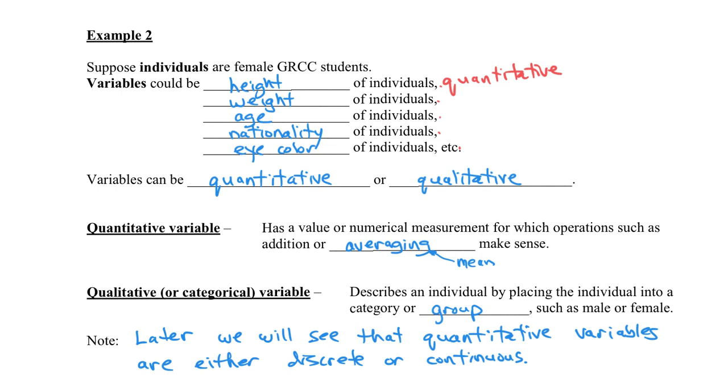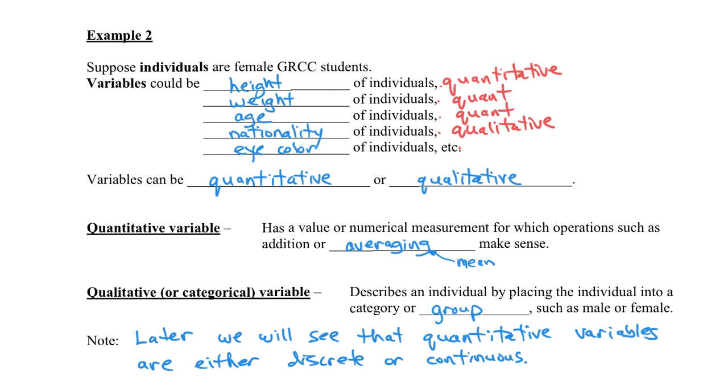Okay, hopefully you pressed pause. Hope you're not just waiting for me to do it. So weight, average weight, that makes sense. That's quantitative also, right? Quantitative. Age, we could talk about the mean age. That would make sense. That's definitely quantitative. Nationality, could we talk about the mean nationality? All right, that's not going to make sense. That's going to have to be qualitative. Right, that's a qualitative variable.